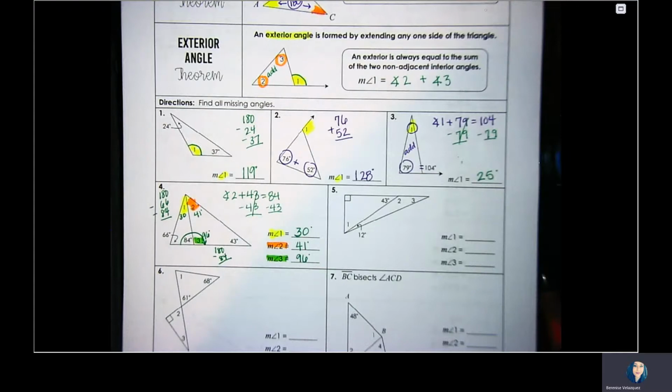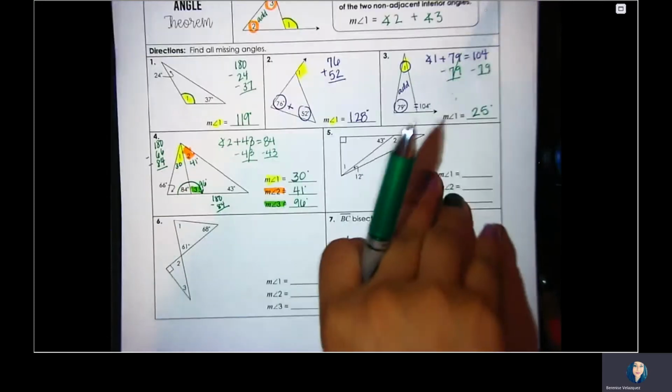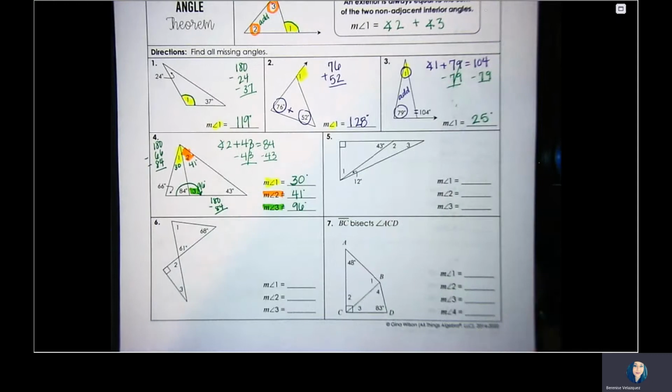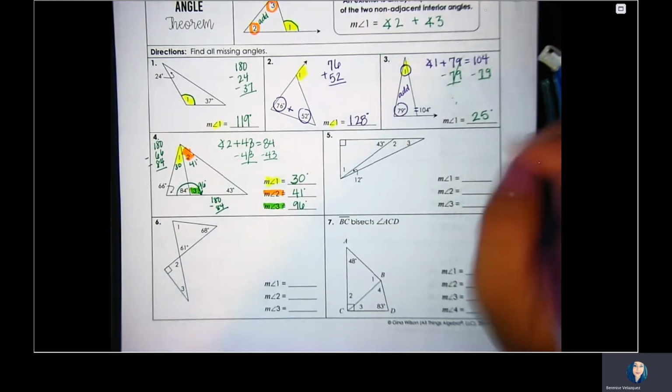So just know that there's way more than one way to get some of these answers. We're just going to have to get used to that. That's one of the biggest things that students struggle with in geometry, because it's not as straightforward as solve for x, here it is, solve for x, here it is. Okay, we're going to move on to the next one.